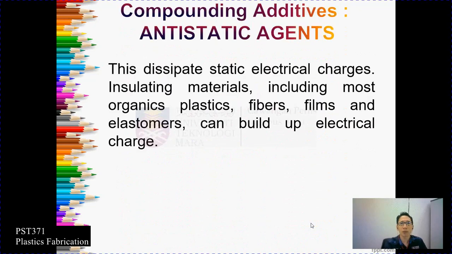And then we have also the anti-static agent. This dissipates static electrical charges. Insulating materials, including most organic plastics, fiber, films, and elastomers, can build up electrical charge. Anti-static agents are usually added to materials that are white on the surface, to eliminate any build-up of static that would occur in insulating material.